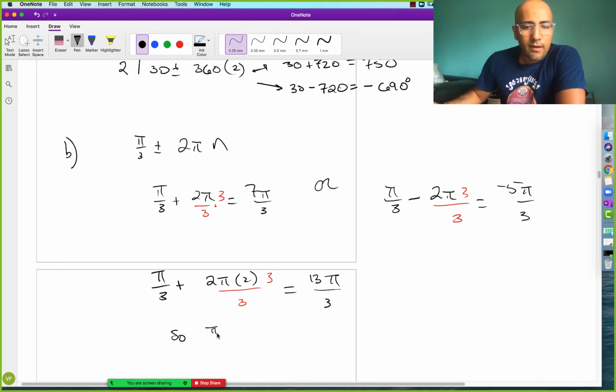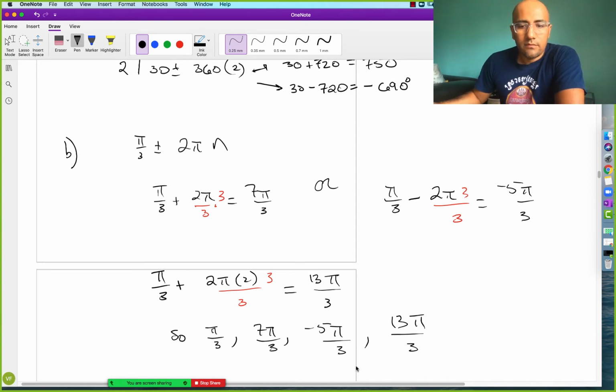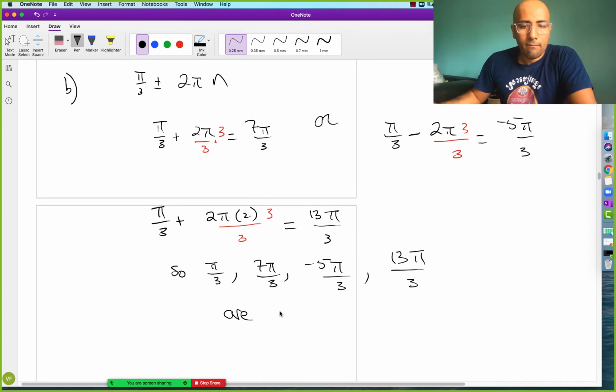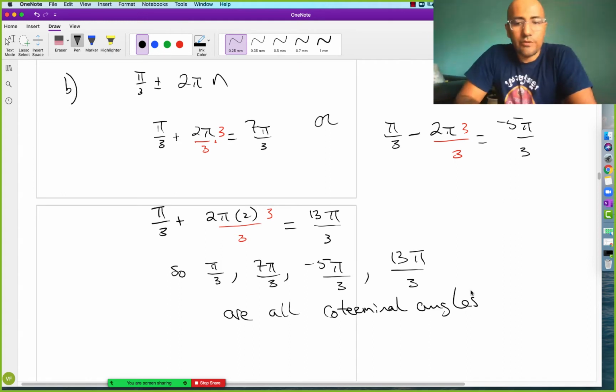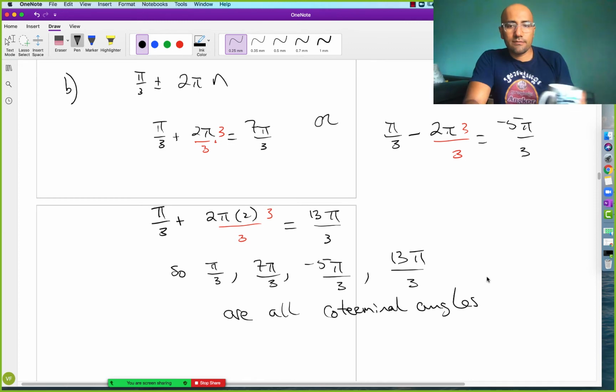So we have that pi over 3 and 7 pi over 3 and negative 5 pi over 3 and 13 pi over 3 are all coterminal angles. Don't confuse them with reference angles, which I know you've all had trigonometry, so you've worked with reference angles. They'll be defined shortly. We'll get to reference angles, but these are coterminal angles. These are not reference angles. Any questions?